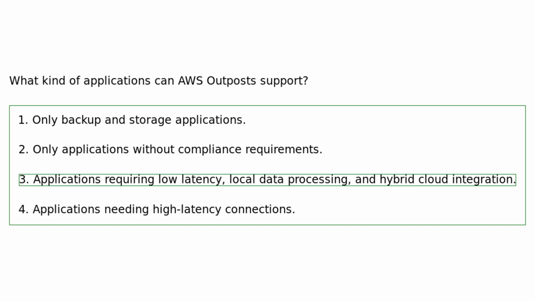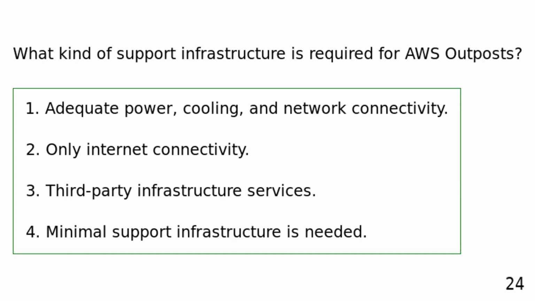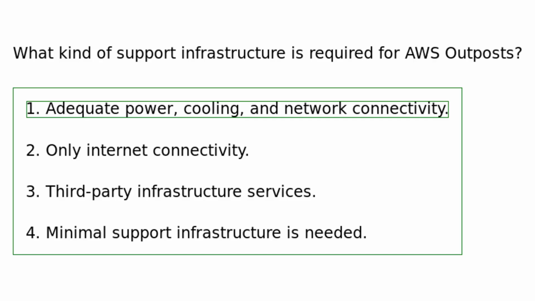variety of critical workloads. What kind of support infrastructure is required for AWS Outposts? Adequate power, cooling, and network connectivity. Only internet connectivity. Third-party infrastructure services. Minimal support infrastructure is needed. AWS Outposts requires adequate power, cooling, and network connectivity to function properly in an on-premises environment.